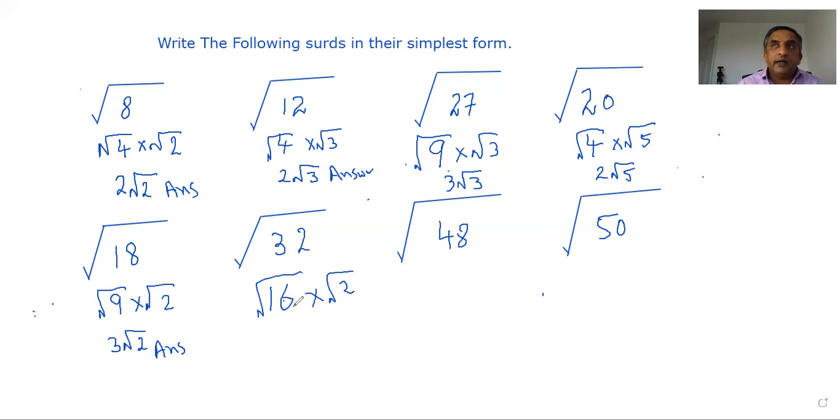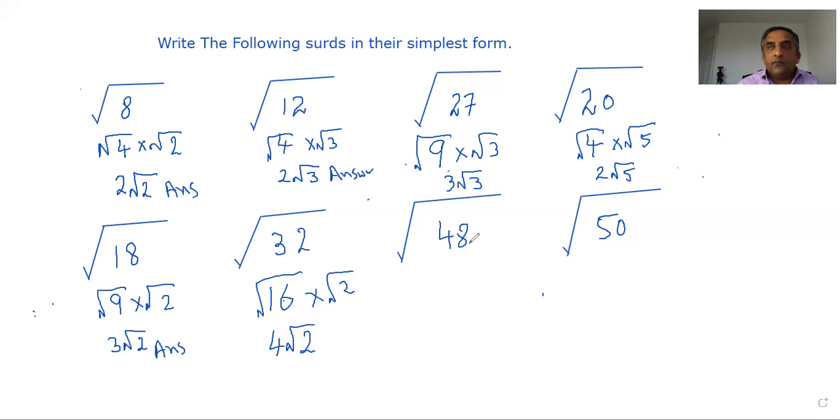We can also do 4 and 8, but that method is a bit longer. So with 16, this is the easier one: square root of 16 and square root of 2. We know that square root of 16 is 4. So it will be 4 square root 2. And that's it. That's the final answer.